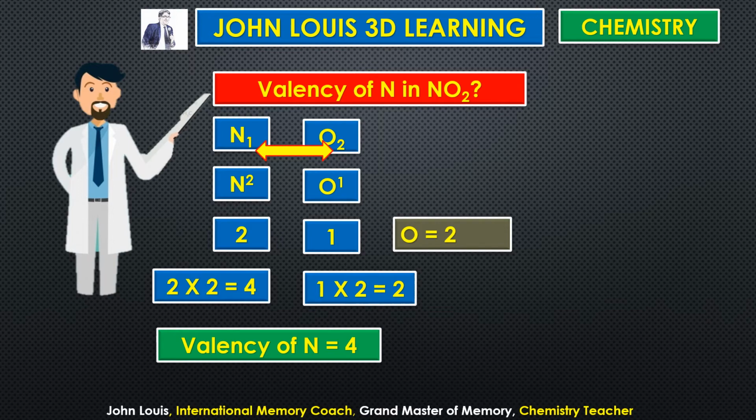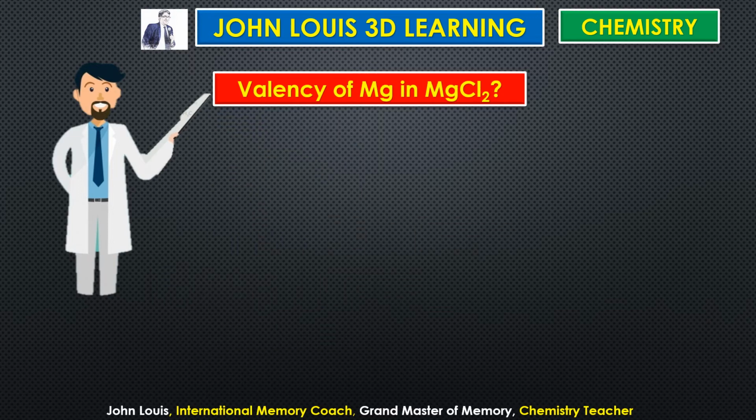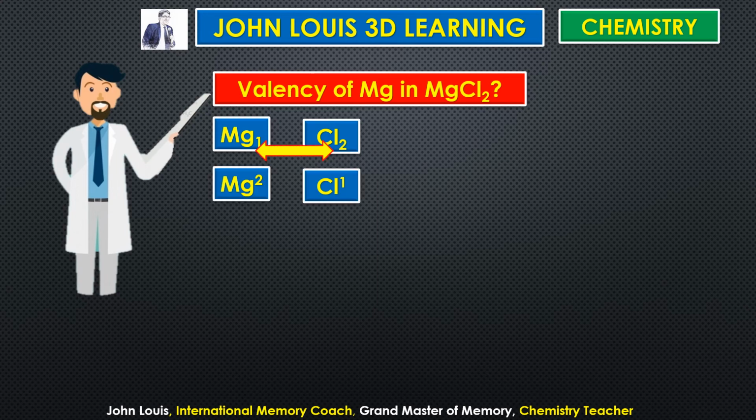Clear? Okay, now we see the second question. What is the valency of magnesium in MgCl2? First take magnesium. How many magnesiums are there? Only one magnesium, therefore Mg1. How many chlorines are there? Cl2. Now interchange the subscripts 1 and 2. So you will get Mg2 and Cl1, written as superscripts. Now take the numbers alone: 2 for magnesium and 1 for chlorine.